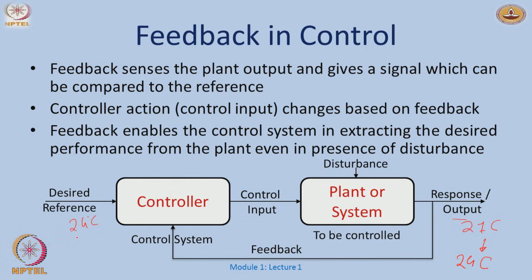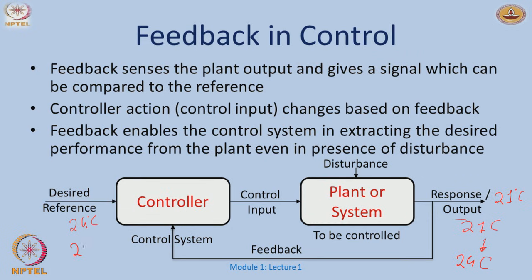For example, the desired is 24 and the actual is 21 degrees. The controller action would be different when the output is 21 than it would be when the output is 27. So, the controller action changes based on the feedback, and feedback enables the control system in extracting the desired performance from the plant even in the presence of a disturbance.